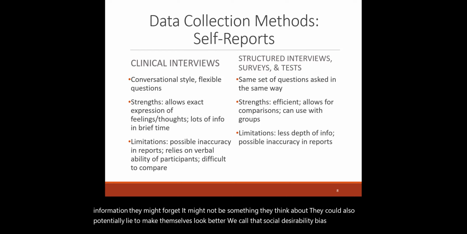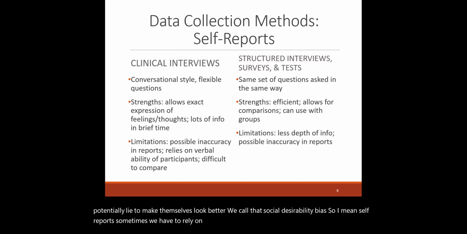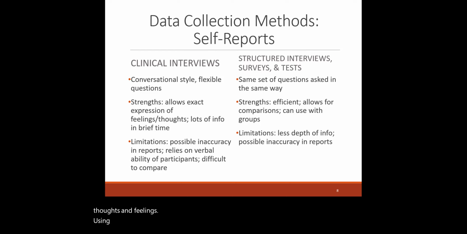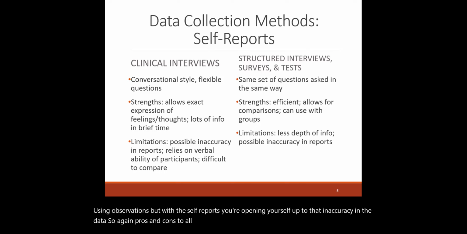So I mean, self-reports, sometimes we have to rely on those because we can't accurately measure things like thoughts and feelings using observations. But with the self-reports, you're opening yourself up to that inaccuracy in the data. So again, pros and cons to all of these methods, and you have to weigh those when making decisions about how to conduct your research.